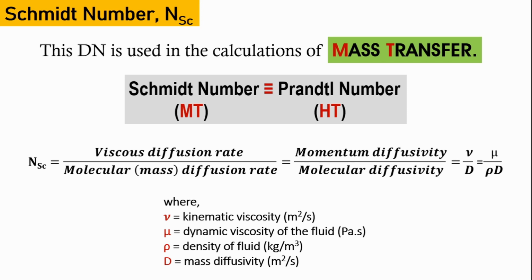By the definition, if you see, if you increase the value of nu or mu, that is either the kinematic viscosity or the dynamic viscosity, the Schmidt number will increase. Whereas if you increase the value of rho or D, that is the density of fluid or the mass diffusivity, the Schmidt number of any substance will decrease.